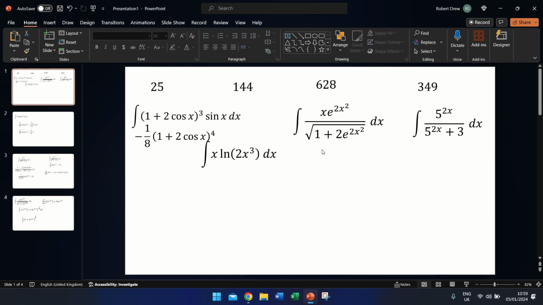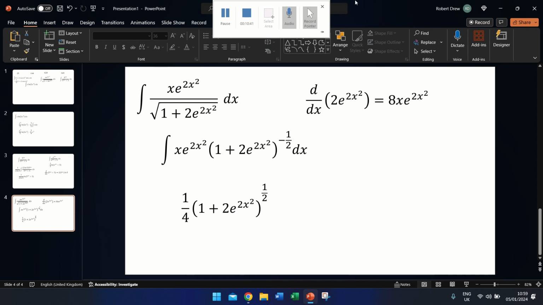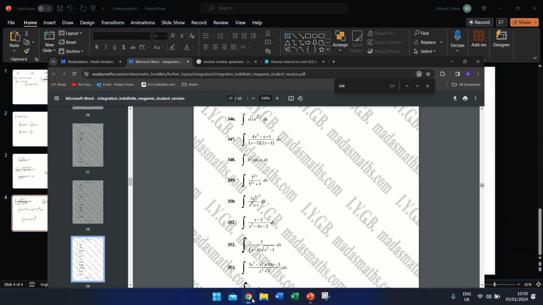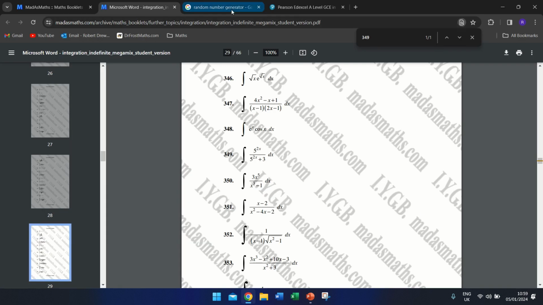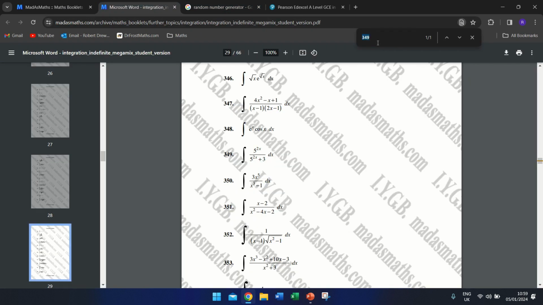Cool. I mean, I was scared of it because it looked weird. I thought I'd have to use some kind of horrible substitution, but I think it was actually quite easy. That hasn't lasted very long, has it? 10 minutes 41. Bonus integral time. Let's do a bonus integral. Exciting stuff. 565, just for our bonus.